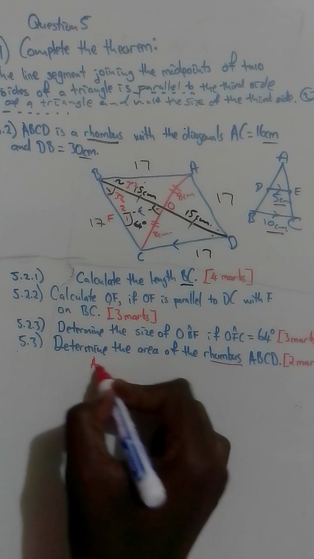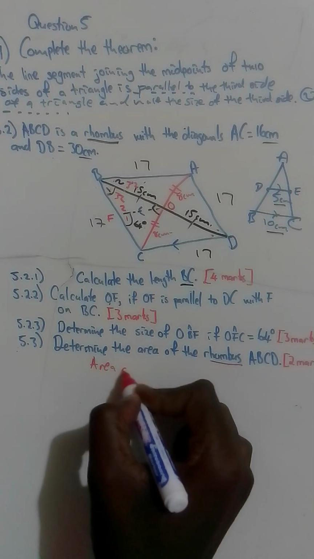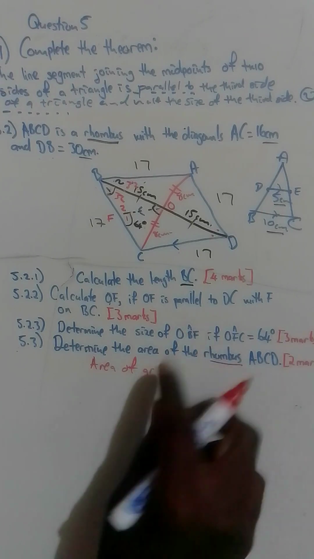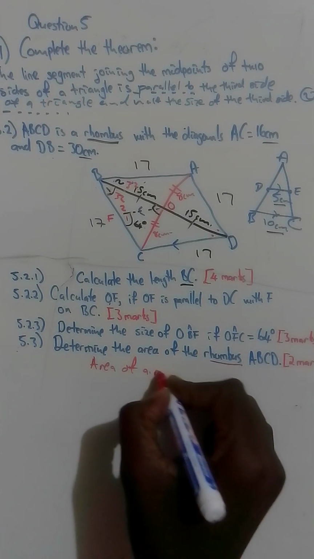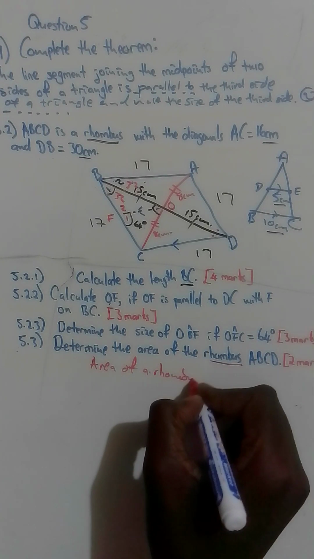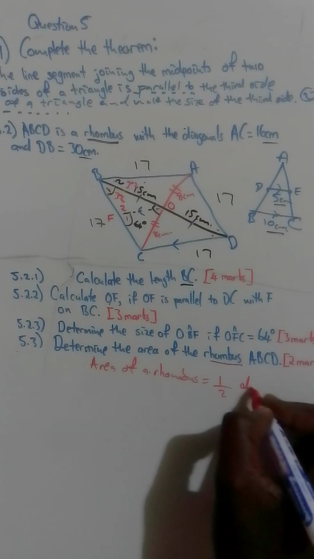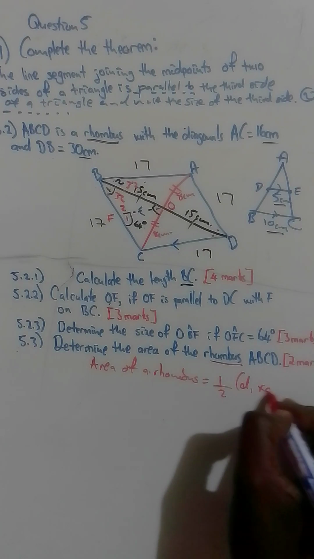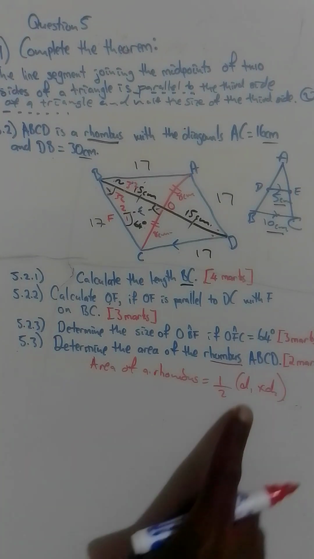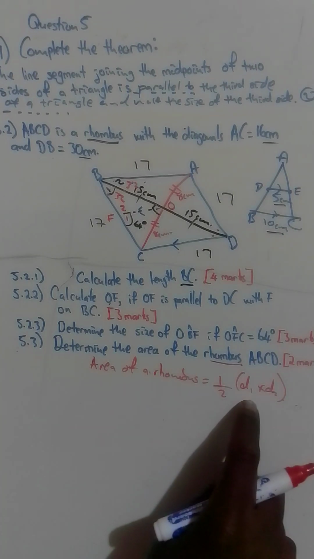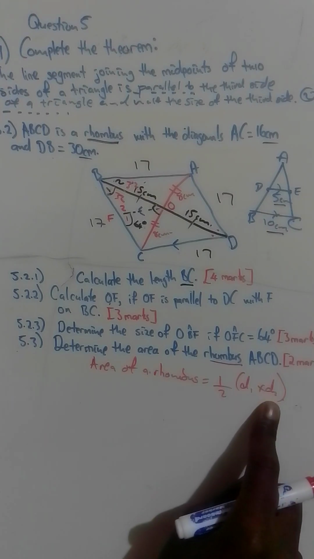Now first we have to talk about the formula. Area of a rhombus is equal to half open bracket D1 multiplied by D2. And now this D1, what does it represent? The D1 represents the diagonal line, and the D2 represents the other diagonal line.